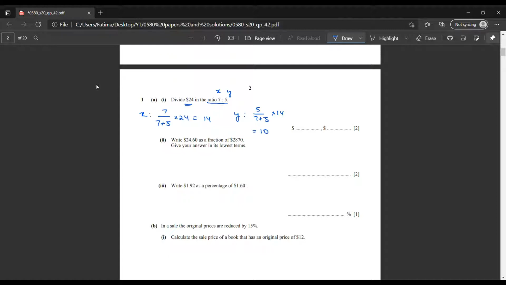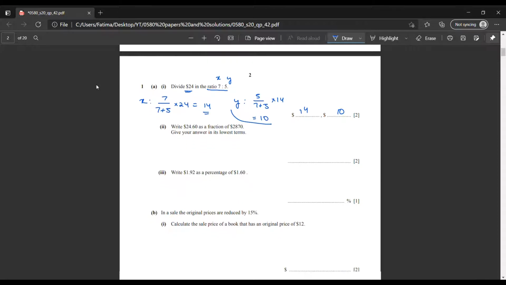Now, considering we already found the answer for X as 14, we actually did not have to do this step over here, because we could easily do 24 minus 14 to get the remaining amount, which would definitely go to person Y. We can easily do this because we don't have another person that's getting any other shares. But if we did, then we'd have to calculate the ratio for that. So our values are 14 and 10.